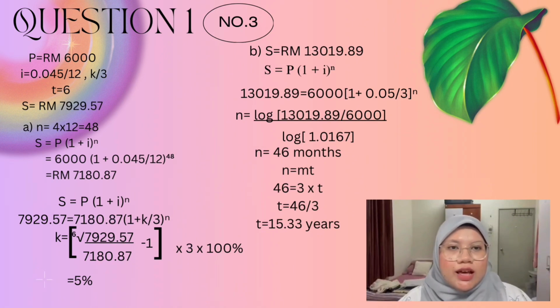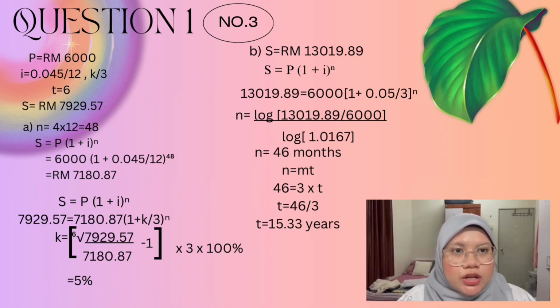As we all know that S equals 13,019 ringgit and 89 cents. So we're going to use the same formula like the previous question, which is S equals P (1 + I)^N, and we just put the number into the formula, and we will get 13,019 ringgit and 89 cents equals 6,000 (1 + 0.05/3)^N. In this question, we're going to include some log in it.